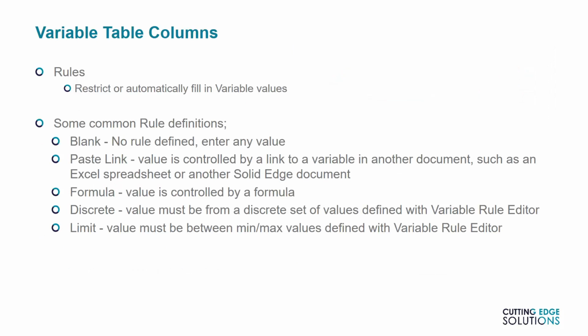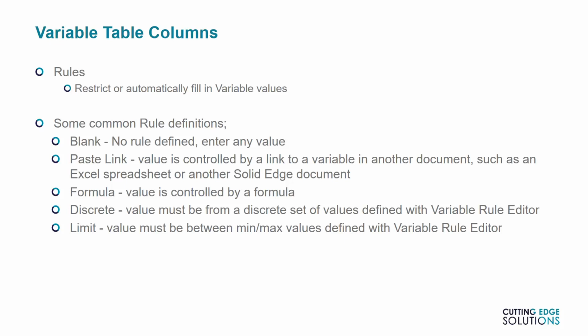The most common rules are as follows. Blank, which means no rules are controlling this variable. Paste link means that this variable is driven by an external file. Formula means that there is a mathematical formula driving this value. Discrete means that the variable will only accept certain values. And finally, limit allows users to set a variable between certain minimum and maximum values. All of these allow you to create design intent in your models.